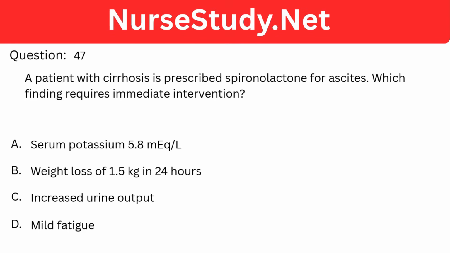Question 47. A patient with cirrhosis is prescribed spironolactone for ascites. Which finding requires immediate intervention? A. Serum potassium 5.8 milliequivalents per liter. B. Weight loss of 1.5 kilograms in 24 hours. C. Increased urine output. D. Mild fatigue.